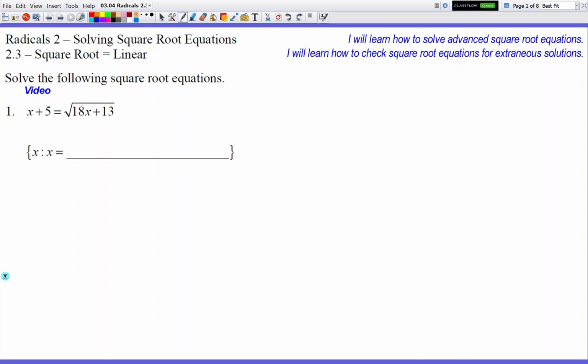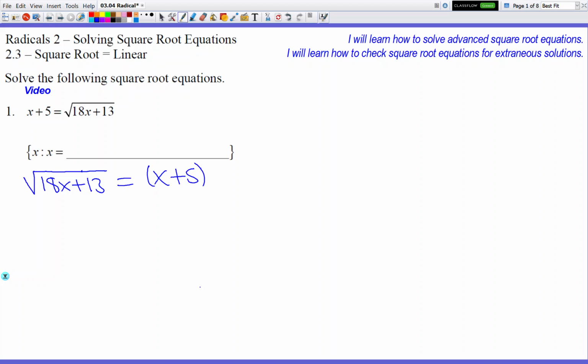All right, so I'm actually going to write this reverse. I'm going to write it the opposite way from what I have on the screen. I'm going to write the square root on the left side and the x plus 5 on the right side. So square root of 18x plus 13. Ooh, I didn't write this square root symbol long enough. And then equals x plus 5. And I'm going to put this in parentheses already. I'm going to start prepping for what I know is going to happen.